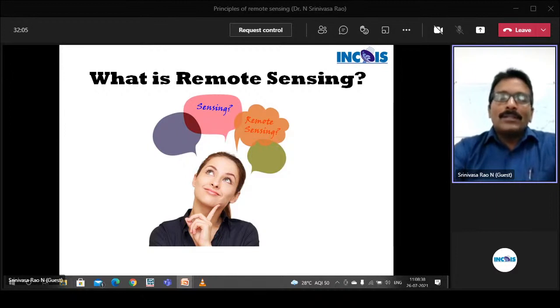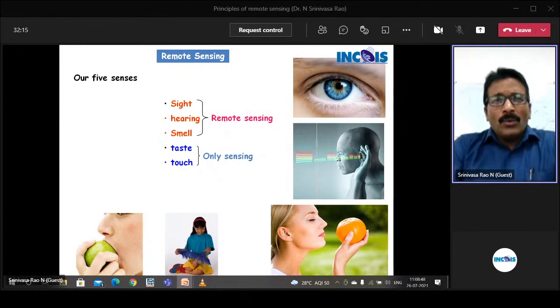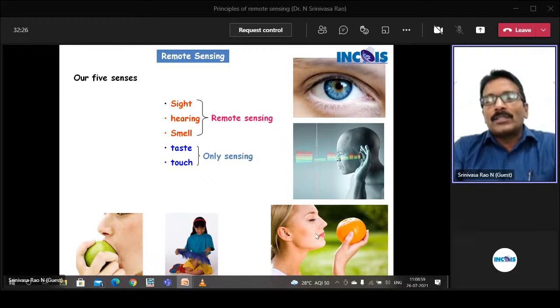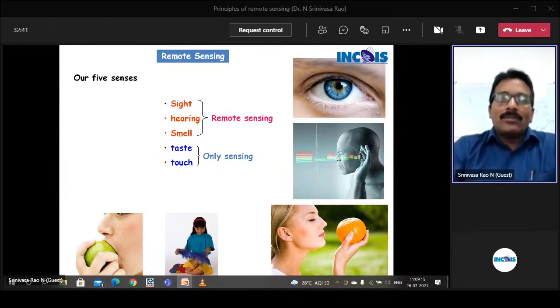So I explained what sensing is. Now you have to understand what remote sensing is. If you see the slide, we have 5 senses, everyone knows. Out of these 5 senses, the first 3 are our eye, ear and nose. These 3 function based on remote sensing, and taste and touch are only sensing. So what is the basic difference between the first 3 and the second 2? In the first 3 cases, we get the information without physical touch.